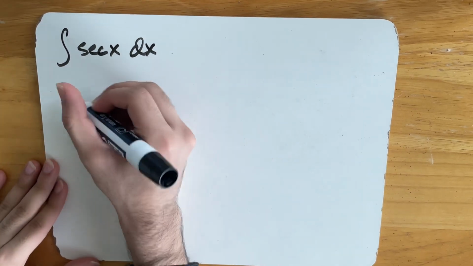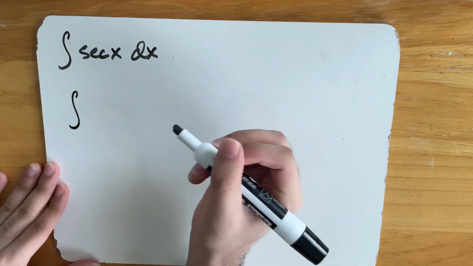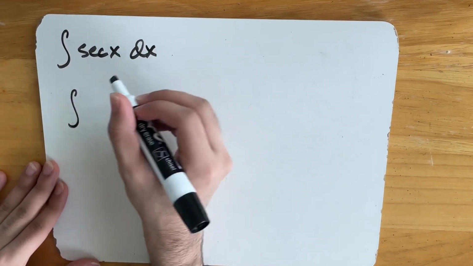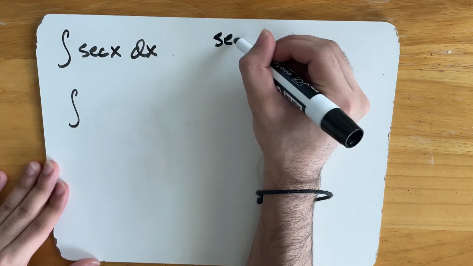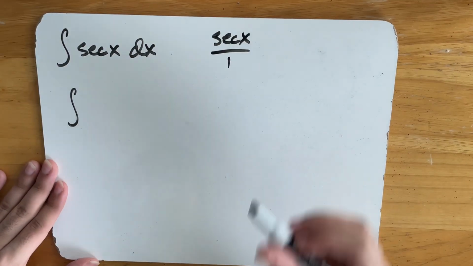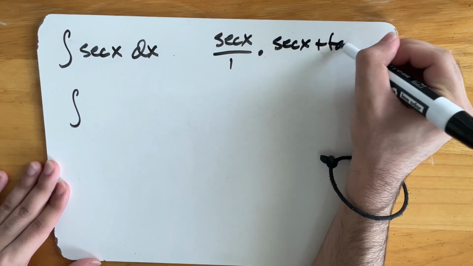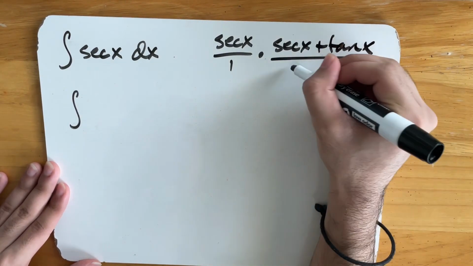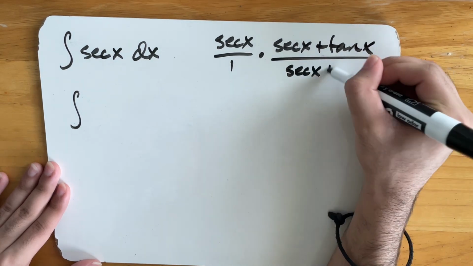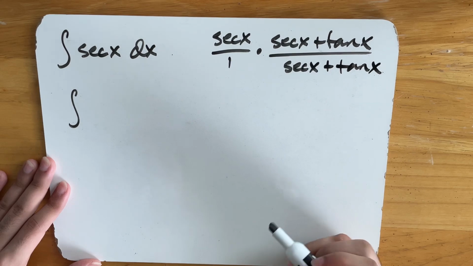So we have the integral of secant x. What we're going to do is multiply top and bottom. If you consider secant x as a fraction, like secant x over 1, we're going to multiply top and bottom by secant x plus tan of x. So this might not make much sense at all, and it didn't make much sense for me either. But you're going to see what happens.